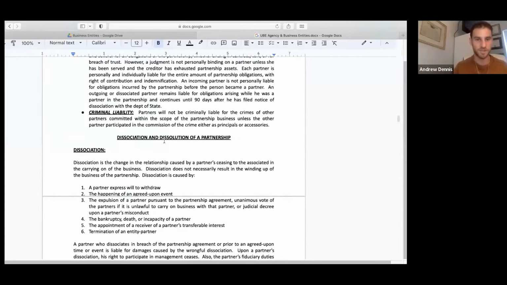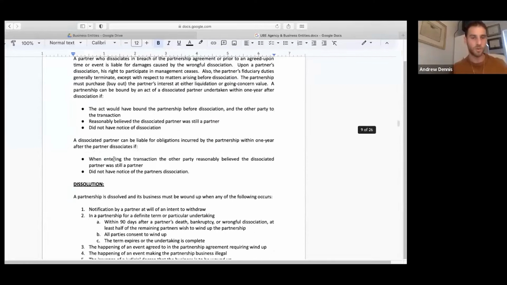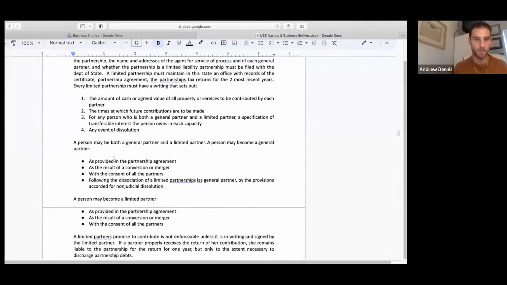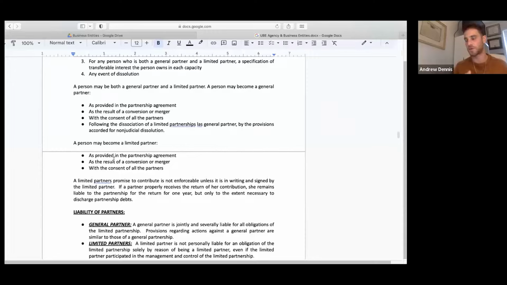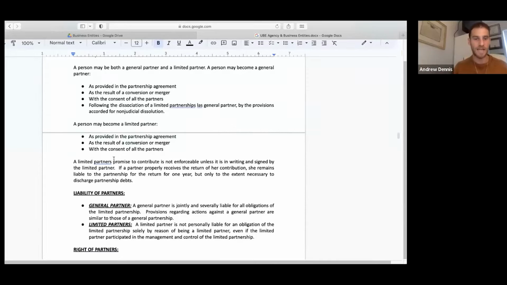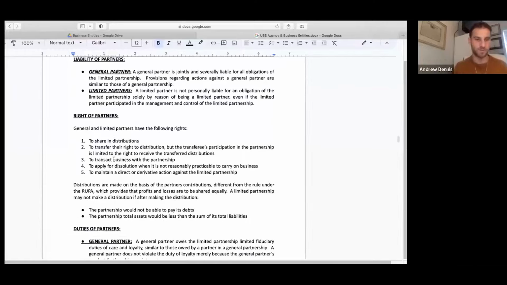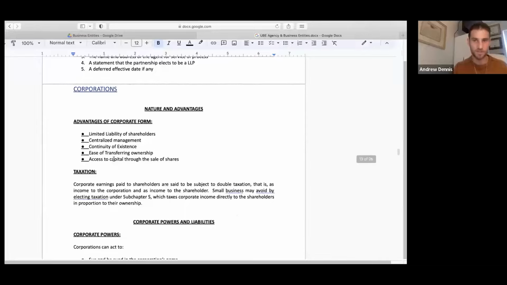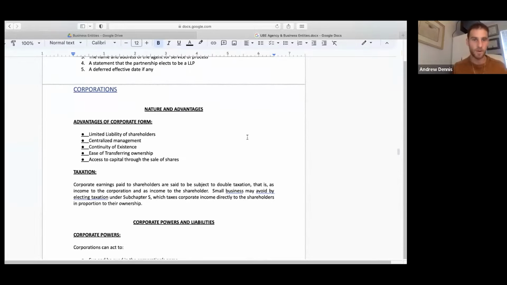So we talked about dissociation, dissolution. Dissociation is one member pretty much withdrawing, whereas dissolution is the winding up of the business. We talked about LPs versus LLPs. LPs are limited partnerships where there's at least one general partner, whereas in LLPs, everyone is a limited partner. And that pretty much brought us to here. So let's keep it moving.